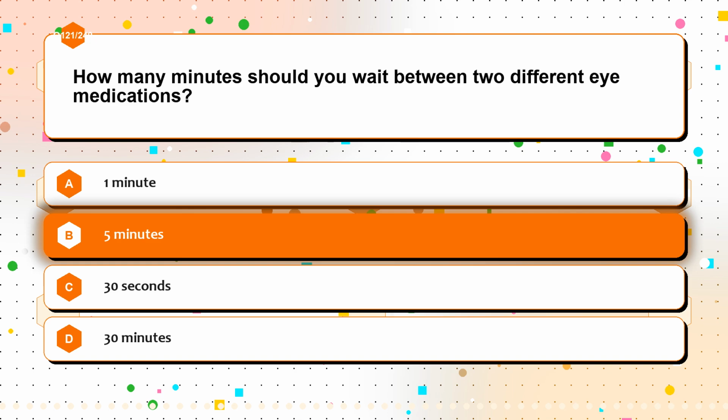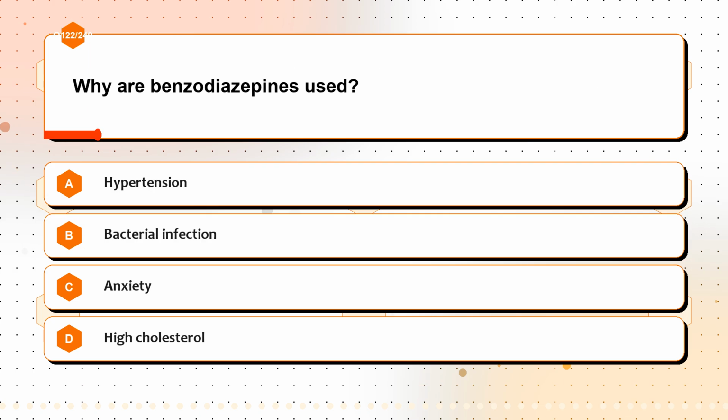The correct answer is option B, 5 minutes. Question 122. Why are benzodiazepines used? Here are the options. Option A, hypertension. Option B, bacterial infection. Option C, anxiety. Option D, high cholesterol.